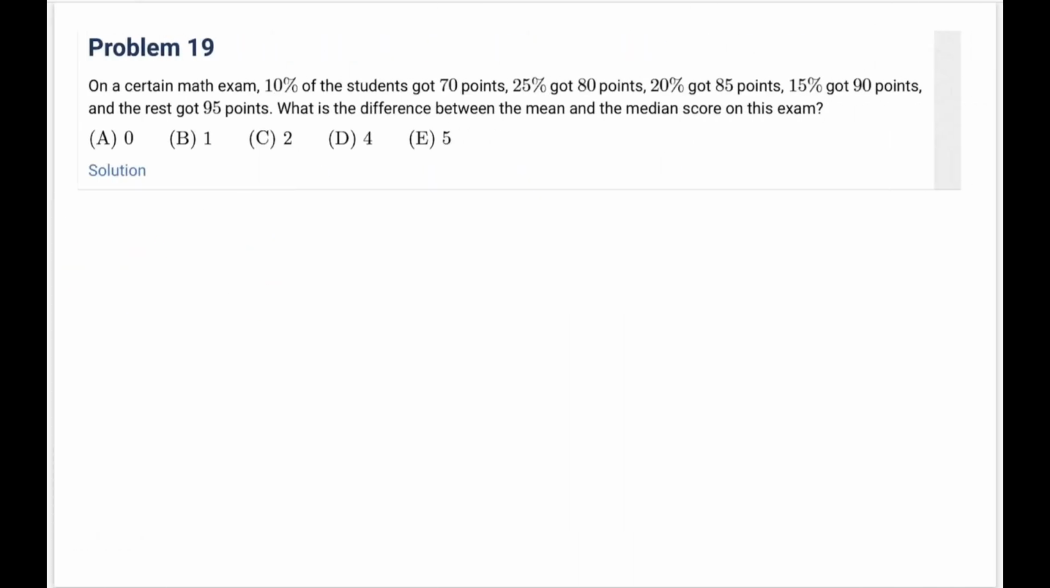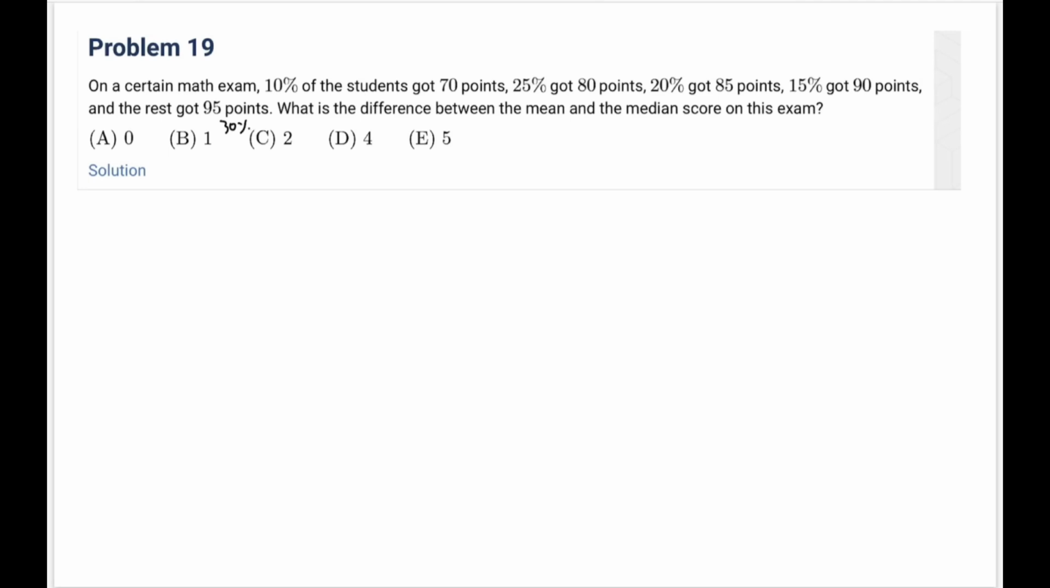Problem number 19. On a certain math exam, 10% of the students got 70 points, 25% got 80 points, 20% got 85 points, 15% got 90 points, and the rest got 95 points. So subtracting 10%, 25%, 20%, 15% from 100%, what's left is 30%, so 30% got 95 points.